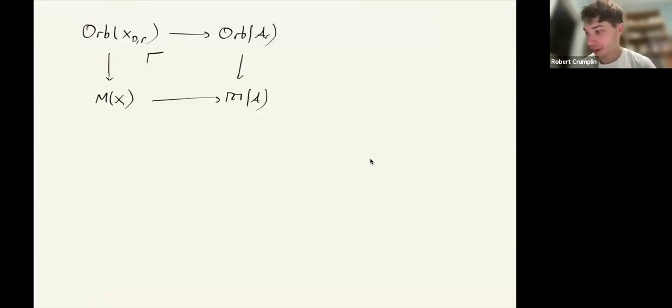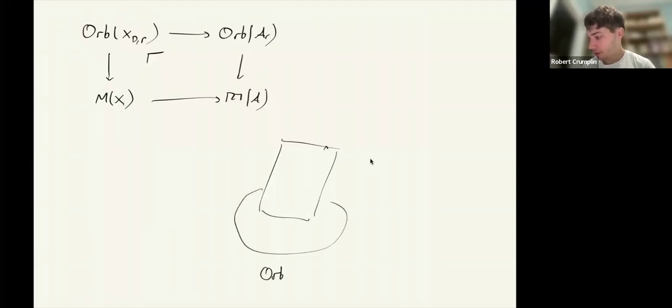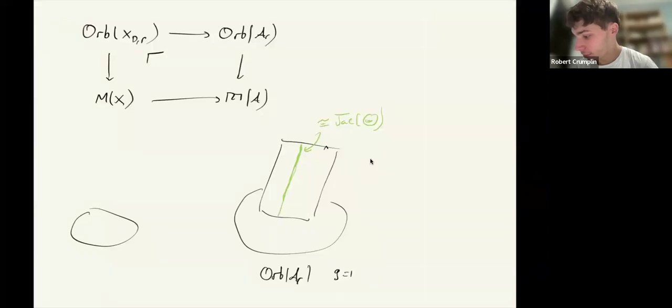So I can draw you a little picture for genus one. Sorry, oh, okay, that's really bad. So this was for something inside of a universal space for genus one, and I had these green fibers which look like kind of the Jacobians of some elliptic curve. And then maybe there's an actual space. This is kind of inside of Orb of X, D, R for some target. And that maps down to this guy.